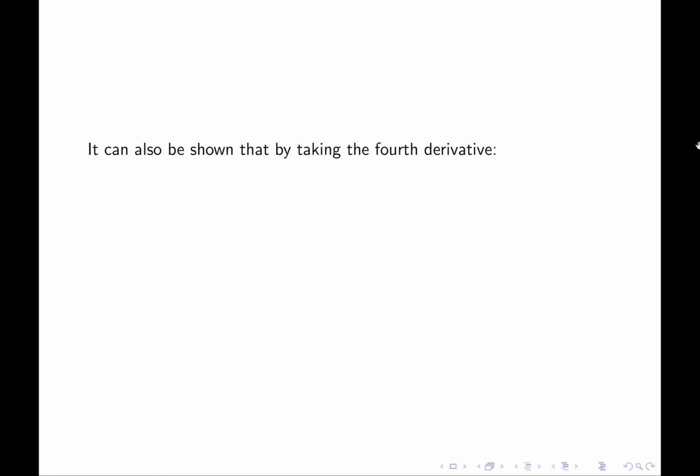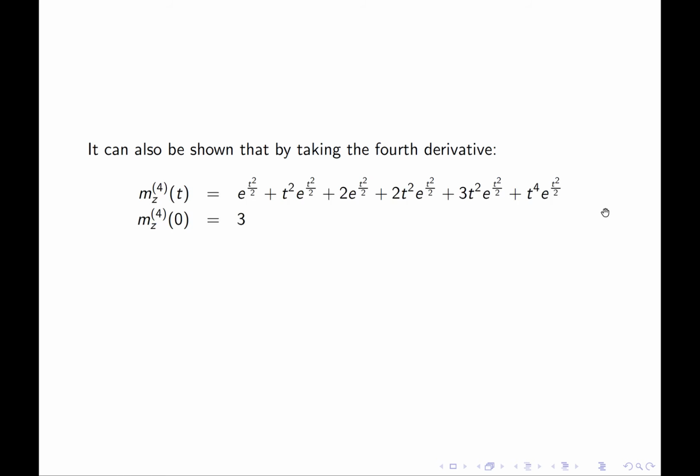So it can also be shown that by taking the fourth derivative of our moment generating function, we obtain this, and setting t equal to 0, the fourth derivative of the MGF at 0 is going to be 3, which is also equal to our kurtosis.